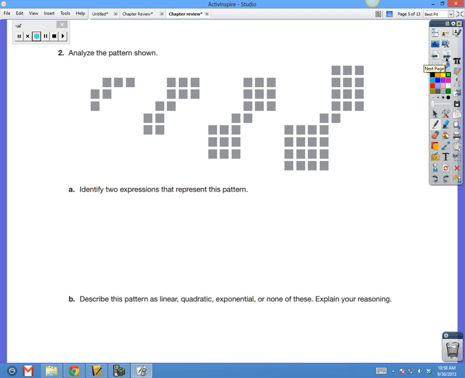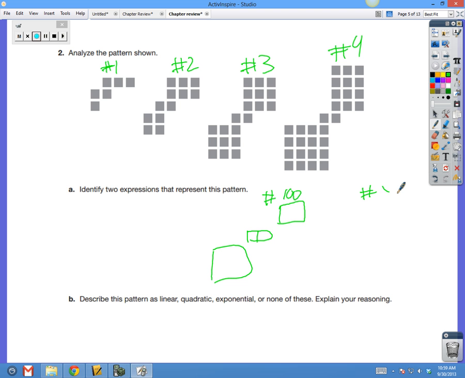Okay, same thing here. So I should have labeled. This is figure number 1. This is figure number 2, number 3, number 4. So can you imagine number 100? It's going to have something down here. Two little squares right here, but then it's going to have something right here. Because if you can do 100, we can do picture number X just as easy. So 100.